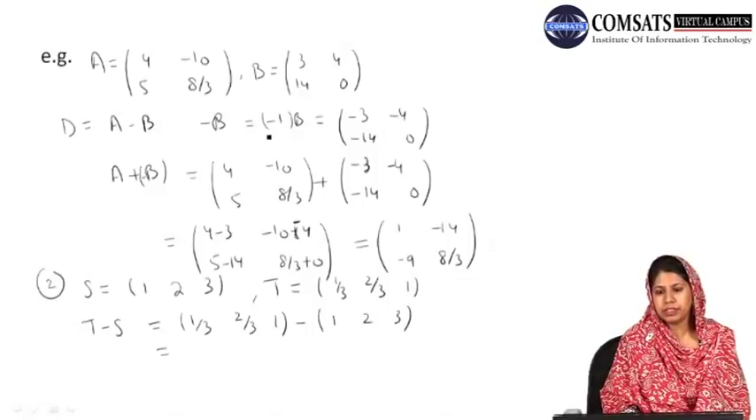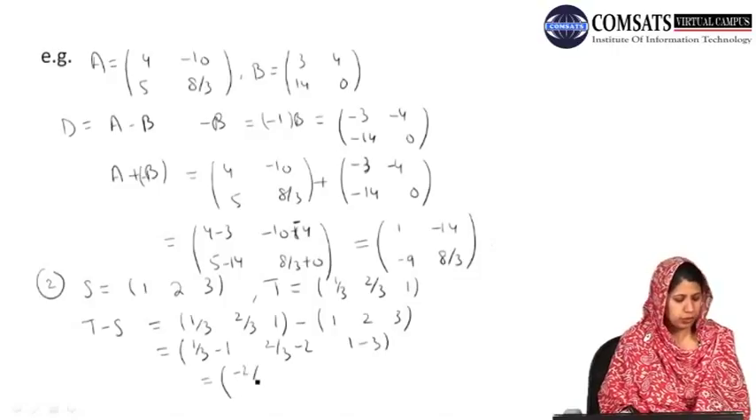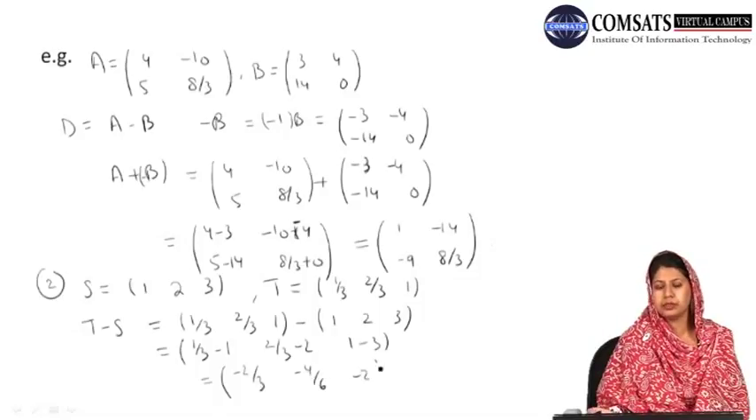Which means that we can remove this step, that is multiplying the matrix S with the scalar k equal to -1, and we can solve them directly as well, that is adding the respective entries, which is 1/3 - 1, 2/3 - 2 and 1 - 3, and we obtain -2/3, -4/3 and -2.